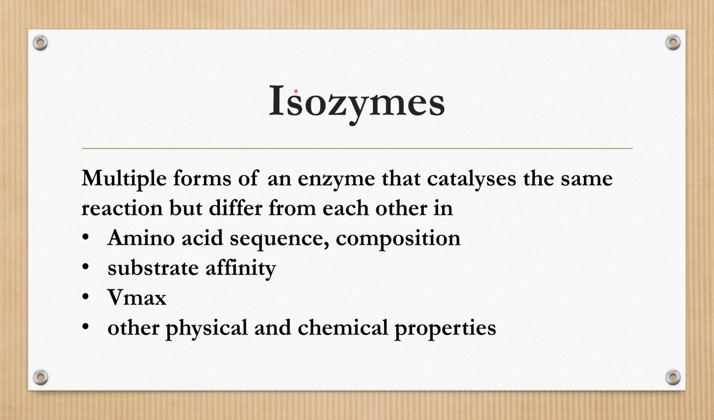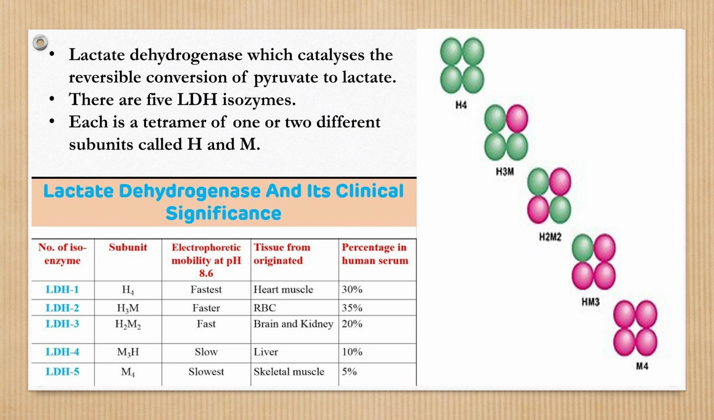Now let's understand what we mean by isozymes. Isozymes are enzymes which catalyze the same reaction, but they differ in amino acid sequence and composition, substrate affinity, Vmax, and other physical and chemical properties. Let's understand the 5 isozymes of lactate dehydrogenase. All these 5 isozymes catalyze the same reaction, that is conversion of pyruvate to lactate.